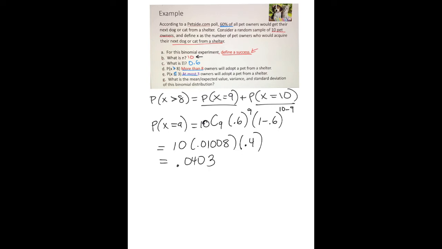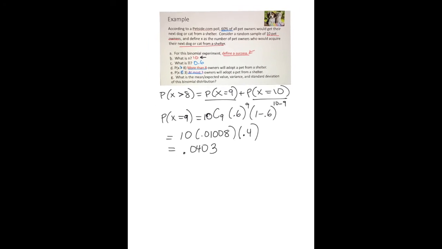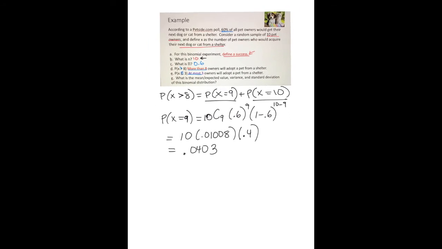So what does this say? It says that if we wanted to know the probability that exactly 9 people will adopt their next dog or cat from a shelter, it would be 4.03%. But this isn't the end of our task. The next thing we need to do is we need to find the probability that X equals 10.